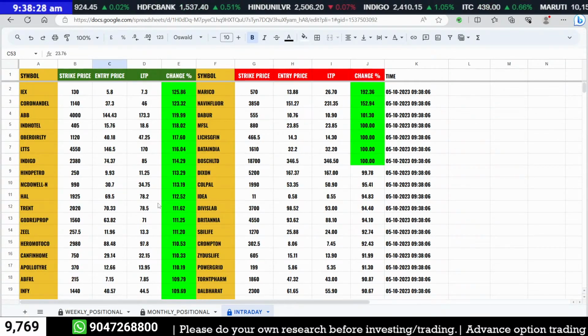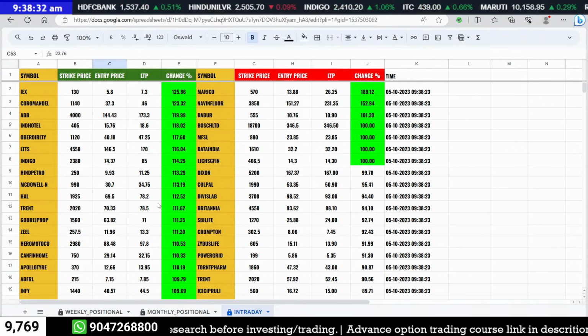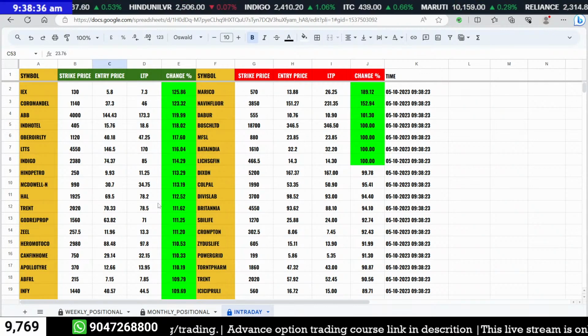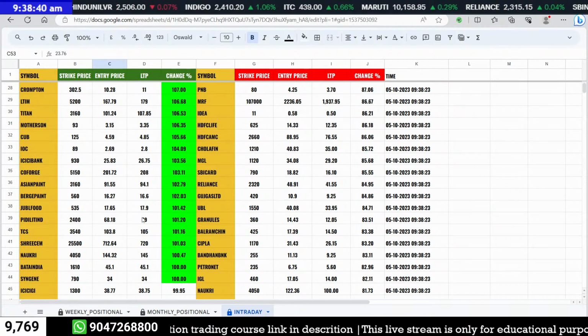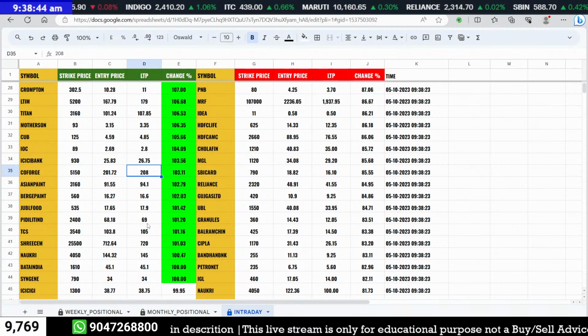So we need to find a trade opportunity from this list. ABB, Indian Hotel, it's in the top. LTTS, Indigo, Indo Petro, McDowell. Which we are looking for nearing that entry. Bharat Forge already higher.